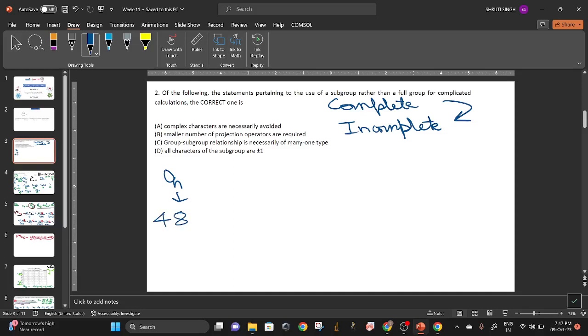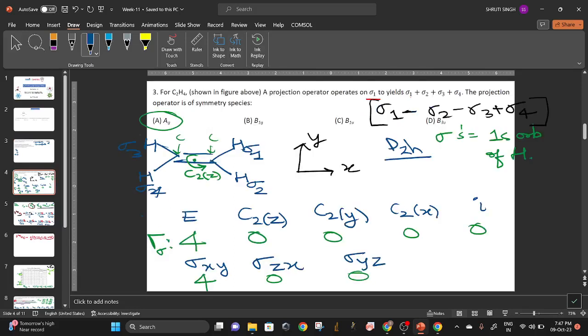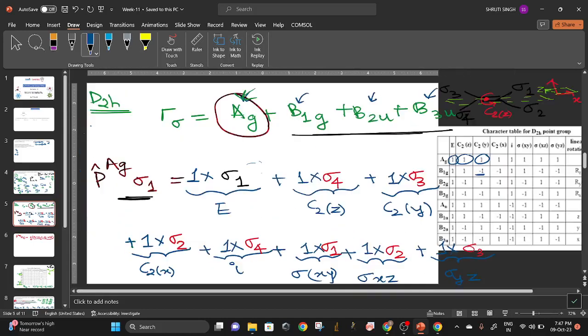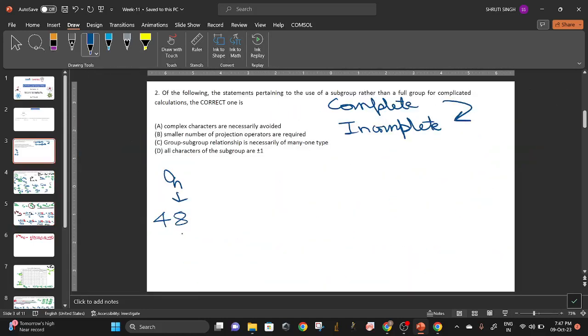48. Okay, so what you did here, you had 8 projection operators, but we took 15 minutes to solve this. Suppose here we had 48 symmetry operations, it will take a much longer time, and there are chances of making mistakes also, right? Because of plus minus symbols.